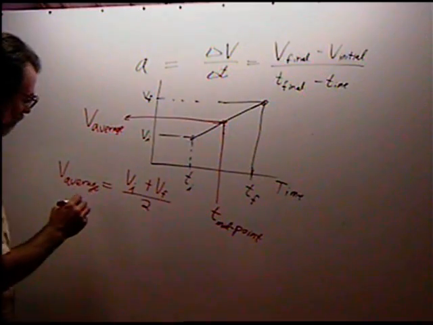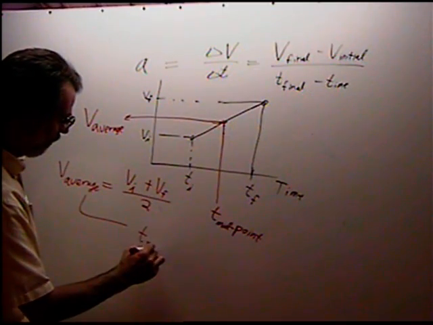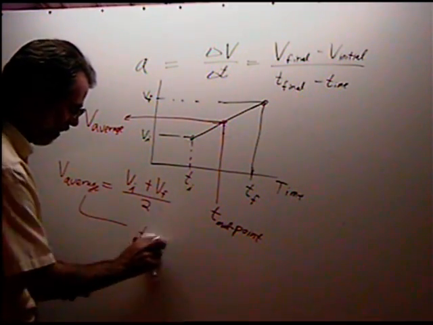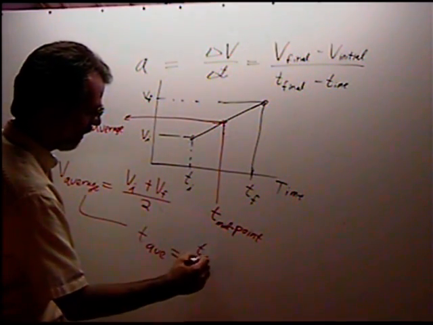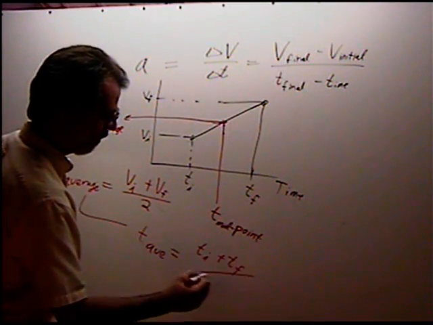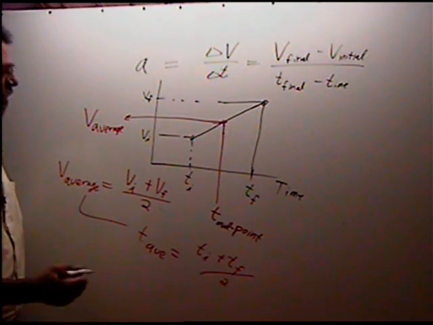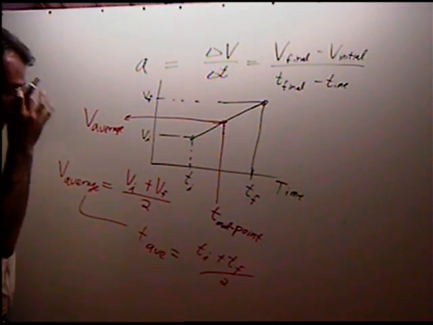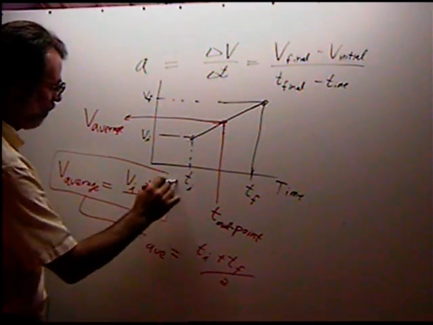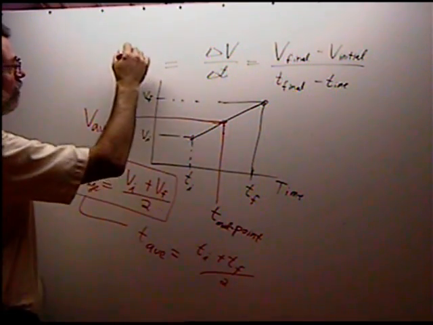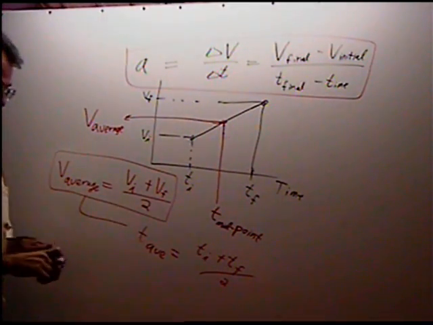So the average velocity actually occurs at the midpoint of the time. So notice that t, in fact, we can certainly call it just t average. The average time is also the initial time plus the final time, all divided by 2. Okay? So it turns out that all of the equations in this chapter can be derived quite nicely with these two equations.